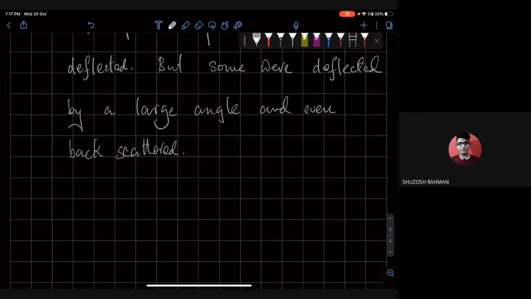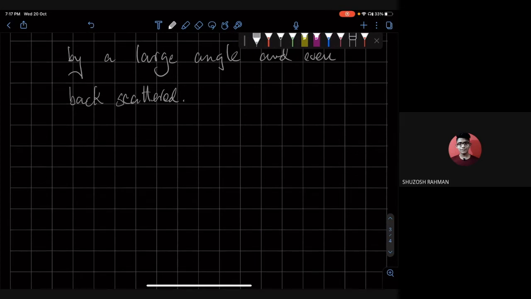So from this, what Rutherford, and also he did a quantitative analysis. I'm just telling you the qualitative story here. And the quantitative analysis should be part of a classical mechanics course, as it was for me when I was an undergraduate.